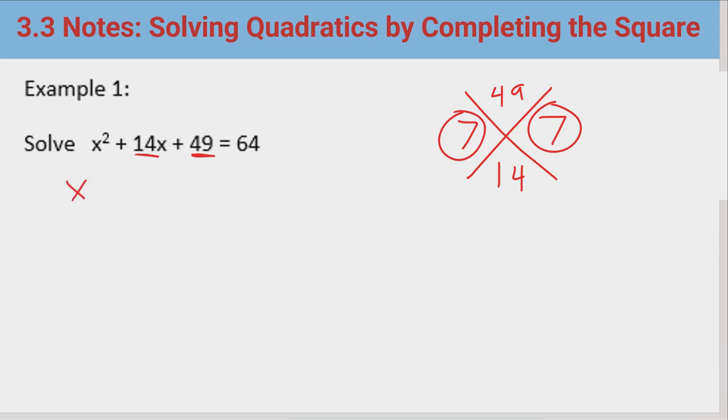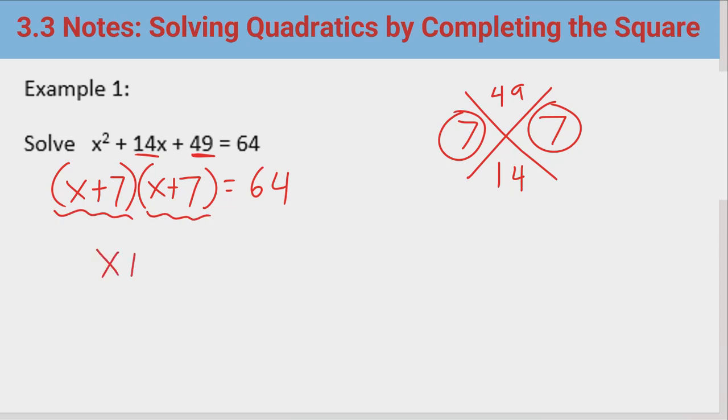So what I can do is basically say this is equal to x plus 7 times x plus 7 equals 64, right? Because these two factored terms, these two binomials here, are the same, I can rewrite those as x plus 7 squared equals 64. So this is a perfect square trinomial on the left. And now I can work to solve this, right?